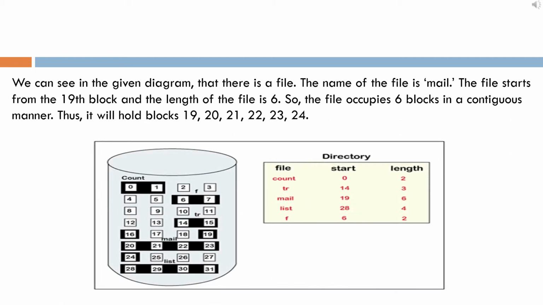Let us see an example. We can see in the given diagram that there is a file. The name of the file is mail. The file starts from the 19th block and the length of the file is 6. So, the file occupies 6 blocks in a contiguous manner. Thus, it will hold blocks like 19, 20, 21, 22, 23 and 24.